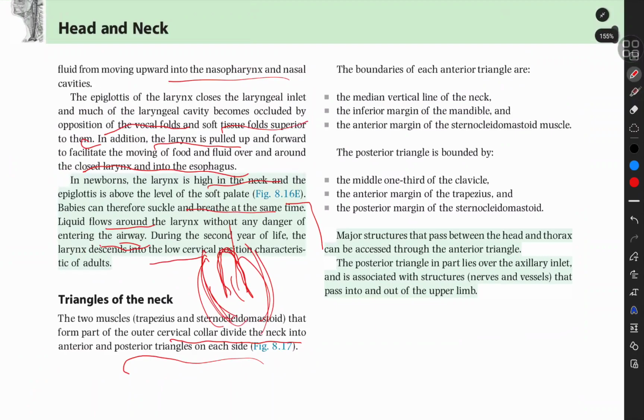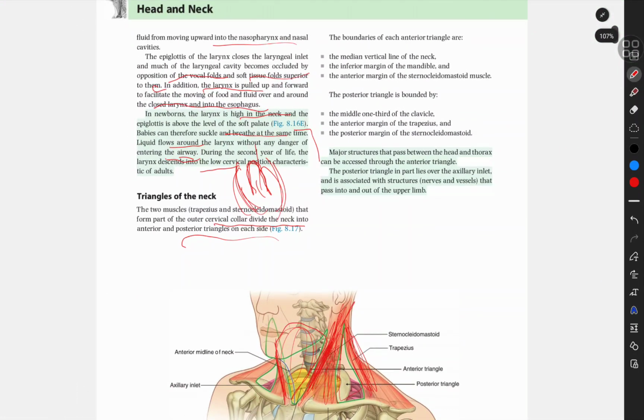The boundaries of the anterior triangle are the median vertical line of the neck, the inferior margin of the mandible, and the anterior margin of the sternocleidomastoid muscle. So one side is the inferior margin of the mandible, the midline, and the sternocleidomastoid muscle. This is the anterior triangle on, for example, the left side, but the same on the right side.